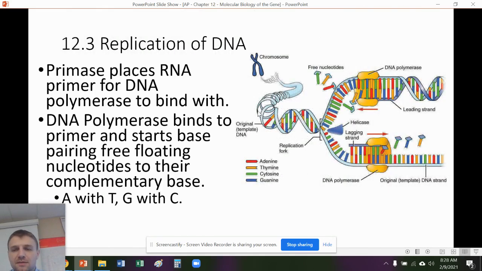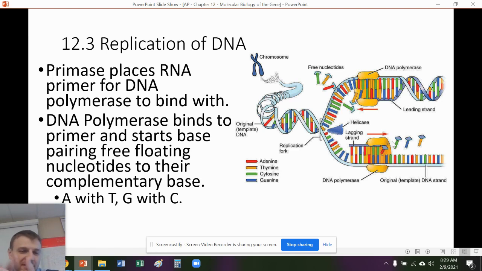All right, so primase is an enzyme that's going to come and attach itself to the DNA, and it's going to attach RNA nucleotides to certain locations. These RNA nucleotides are going to be called primers, and these primers are what DNA polymerase binds to. When the polymerase binds to these primers, it's going to start bonding free floating nucleotides to the complementary bases, so like A's and T's, G's and C's. So these primers are pretty much just flags on the DNA that say, "Hey, DNA polymerase, come bond here. This is where we want you to start."